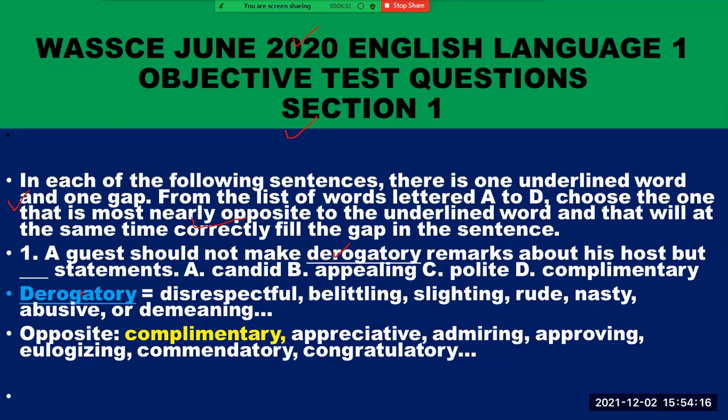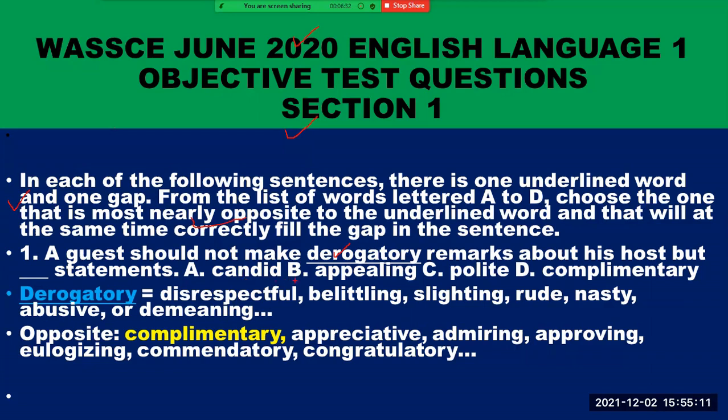So you can see here, option A, candid, option B, appealing, option C, polite, option D, complimentary. So you can see we are looking for the opposite of derogatory, but first you need to understand the meaning of derogatory. When you talk of derogatory remarks, you are talking of remarks that are disrespectful or belittling or slighting or rude or nasty or abusive or demeaning, you know? So you see, that's exactly what derogatory means. It's something that has a negative connotation. So here we are looking for a word that has a positive meaning and which we collocate with remarks.